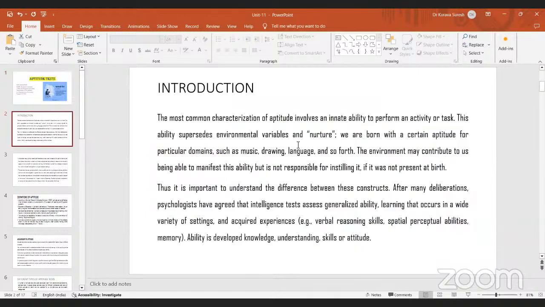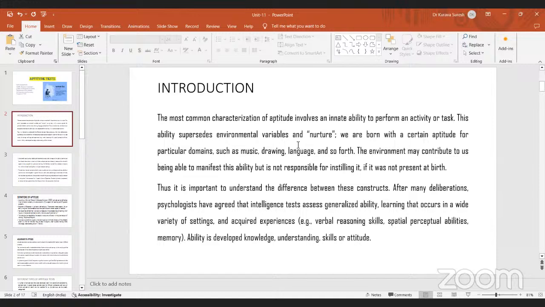Introduction. The most common characteristic of aptitude involves the ability to perform an activity or task. This ability is independent of environmental variables and nature; we are born with certain aptitudes in particular dimensions such as music, drawing, language, and so on. The environment may contribute to manifesting this ability, but is not responsible for creating it if it was not present first.